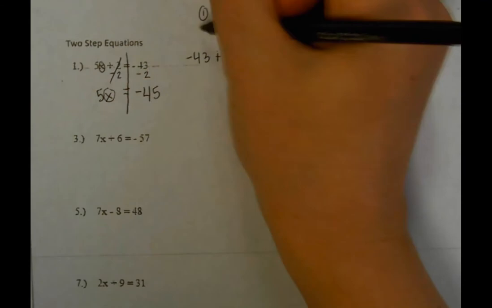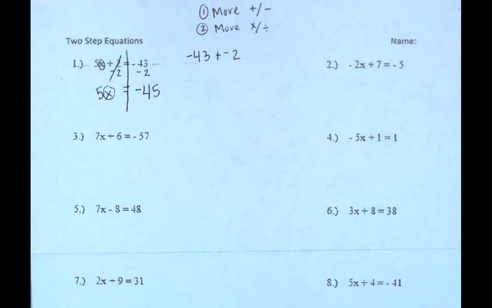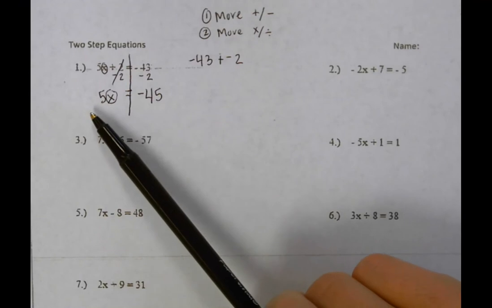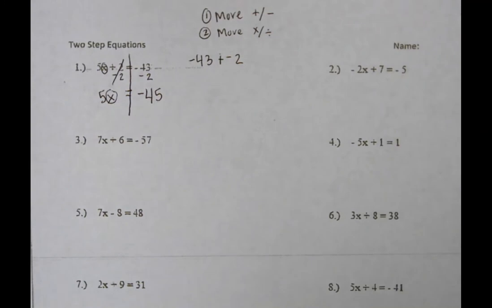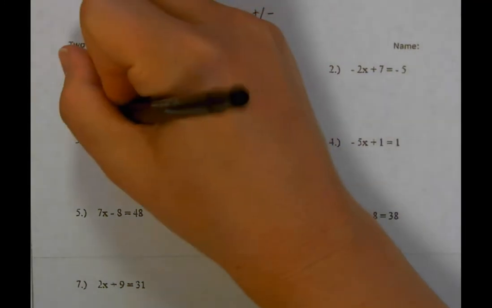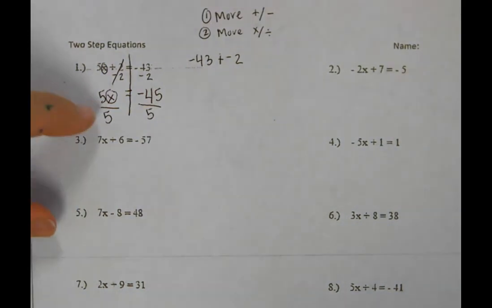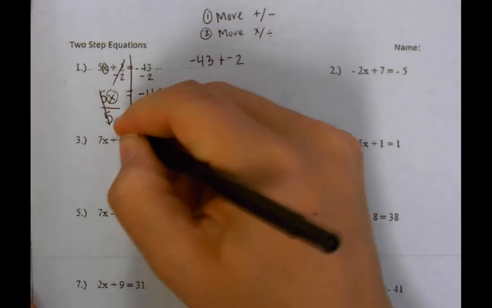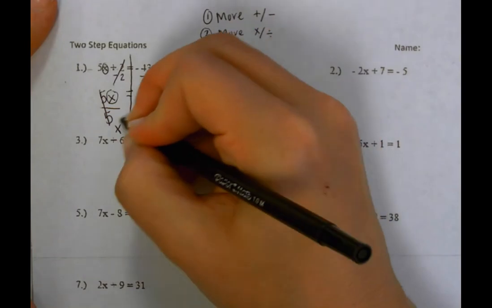So now the second step would be to move your multiplication or division. Right now I have 5 times x. Remember, when we have a number and a letter right next to each other, that means we're multiplying. So to undo that, in order to get that x by itself, I have to do the opposite operation of multiplication, which is division. So I divide by 5 on both sides. 5 divided by 5 gives me 1, so that cancels to give me 1x on this side. And then negative 45 divided by 5 would give me negative 9.